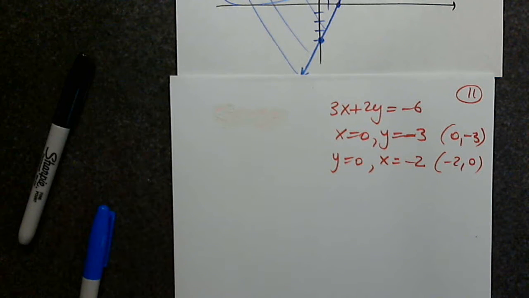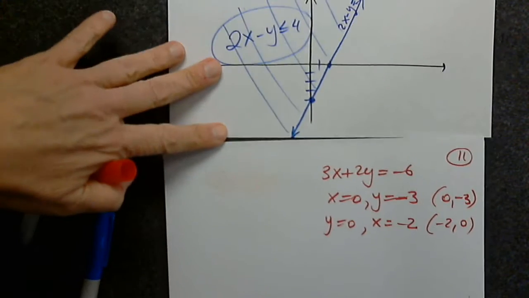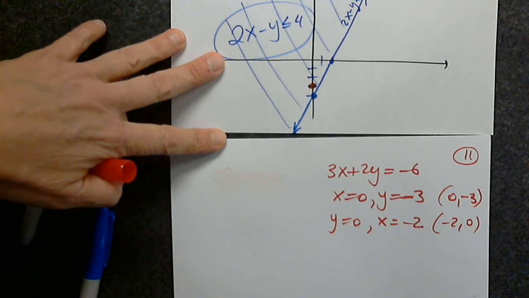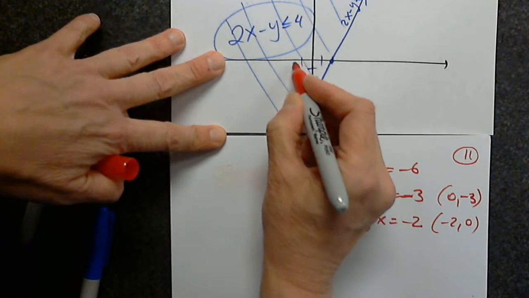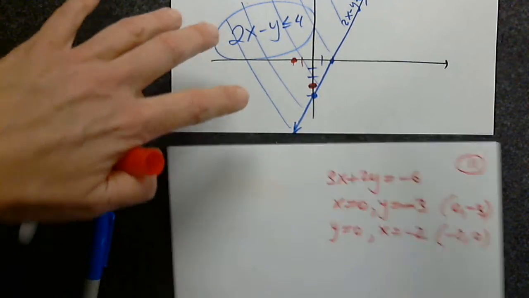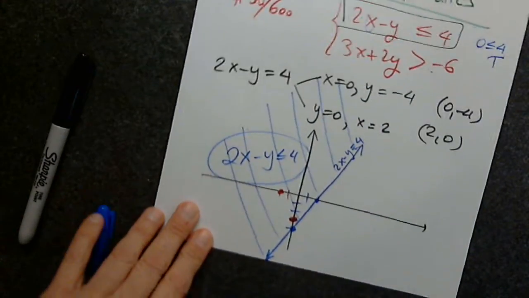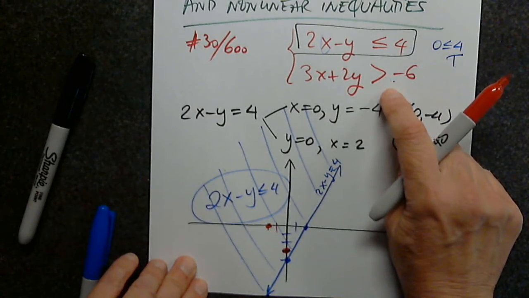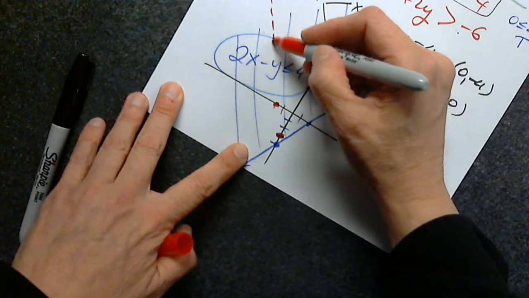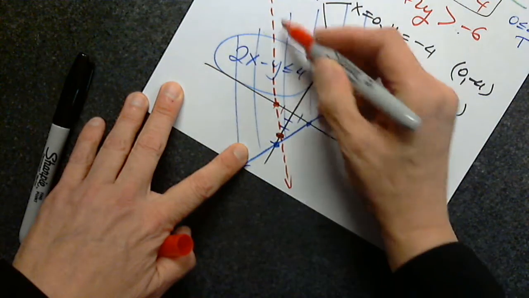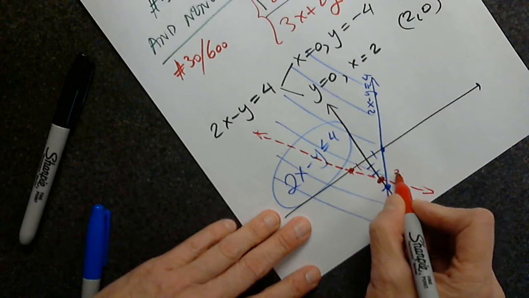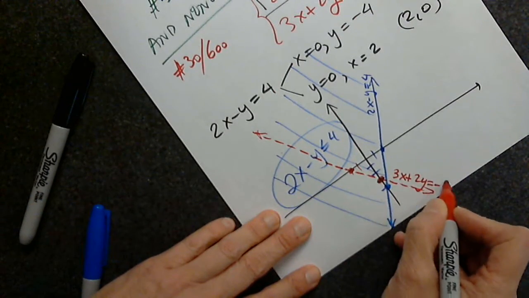I go back to the graph, and I plot 0, negative 3, and negative 2, 0. I have to stop before I connect and extend. Does this inequality have the equal symbol? No. So this line will not be a solid line, meaning points on it will not be part of the solution. I write myself a note. I graph 3x plus 2y equals negative 6.